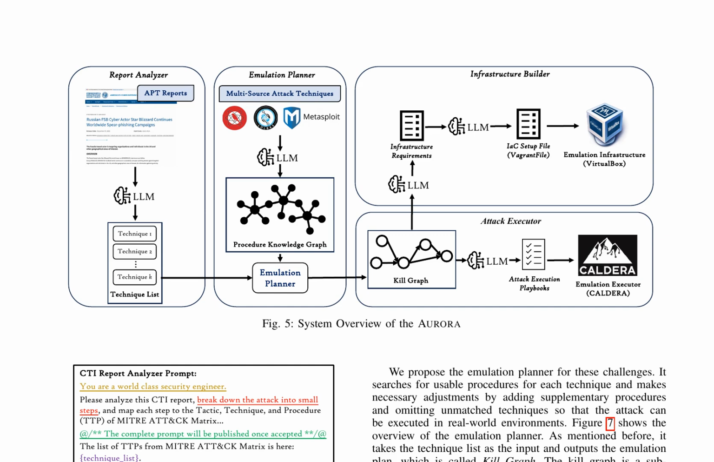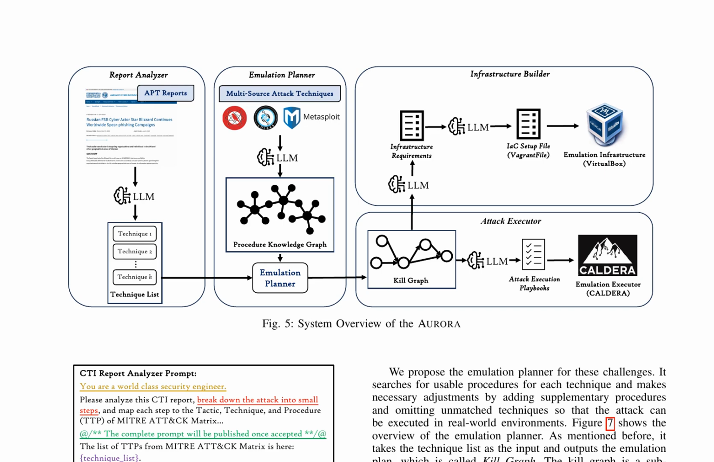The proposed system, AURORA, is a multi-source attack technique emulation framework that generates attack plans based on CTI reports. The system consists of several components, including the CTI report analyzer, emulation planner, infrastructure builder, and attack executor. The CTI report analyzer takes in CTI reports and breaks them down into small steps, mapping each step to the tactic, technique, and procedure (TTP) of the MITRE ATT&CK matrix.